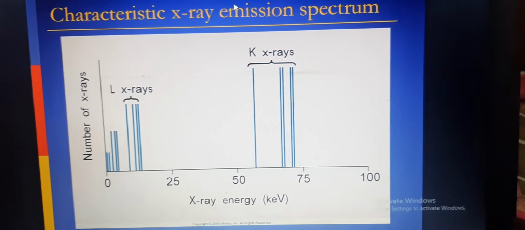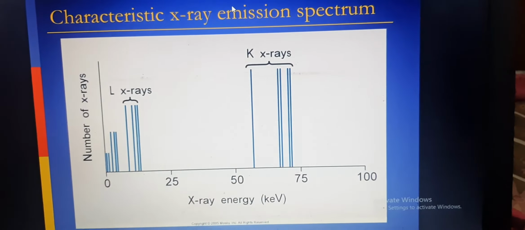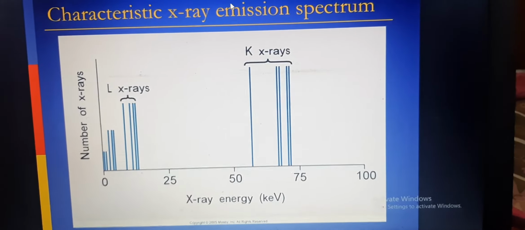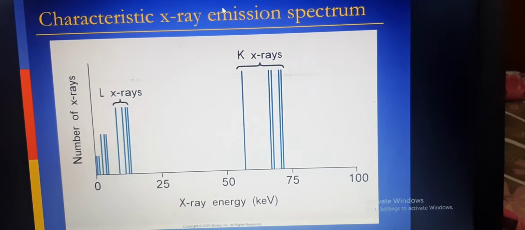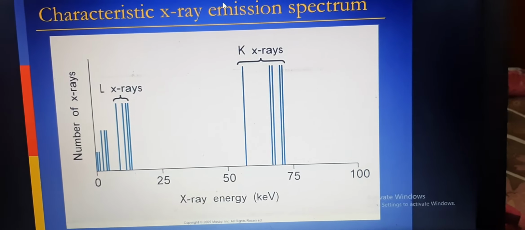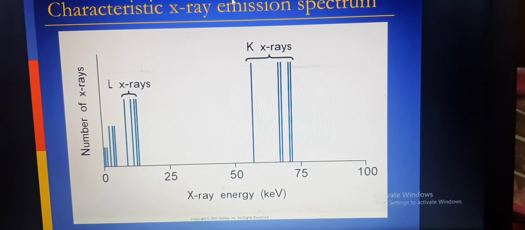Got it? I'm repeating the definition. Basically, the X-ray emission spectra is a key to understand how the kVp, mA, filtration, and the time affect the optical density and the contrast of a radiograph.